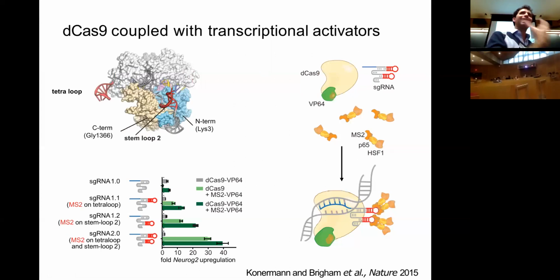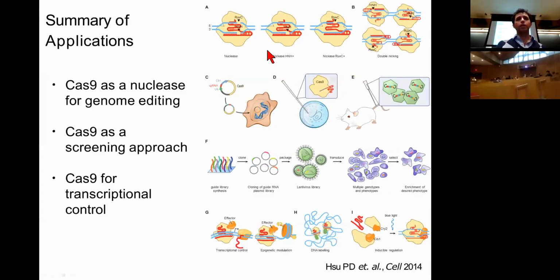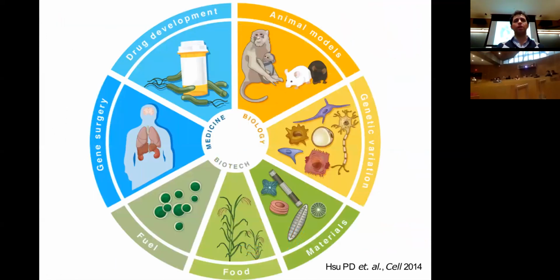And then you can couple dCas9 with all kinds of other stuff. You can use exactly all the stuff that we saw for the zinc fingers to bring in activation domains or inhibition domains, and do CRISPR-I or CRISPR-A, which turns genes off or on. And you can do pretty much anything. So basically, Cas9 can be used as a nuclease for genome editing. It can be used as a screening approach. It can be used for transcriptional control using dCas9 with an activating or repressing domain.